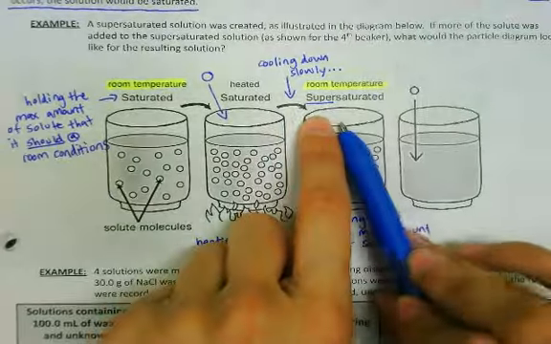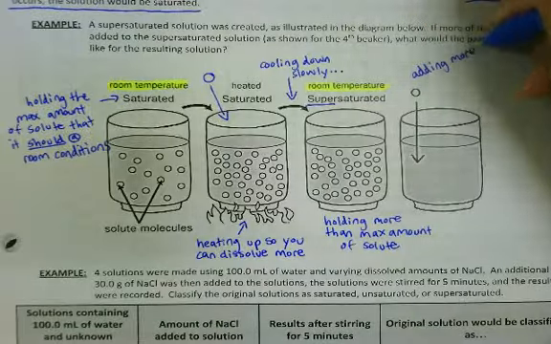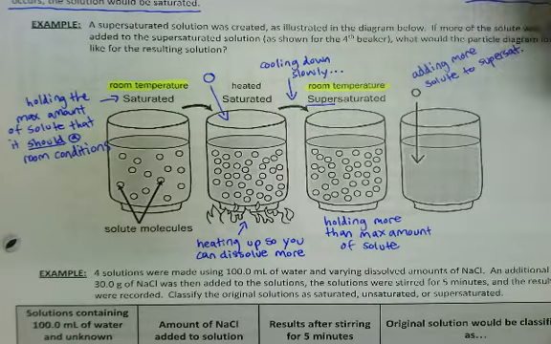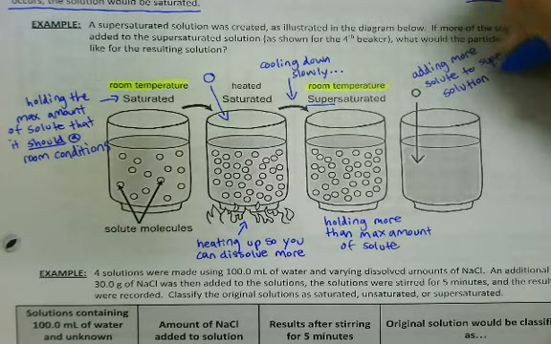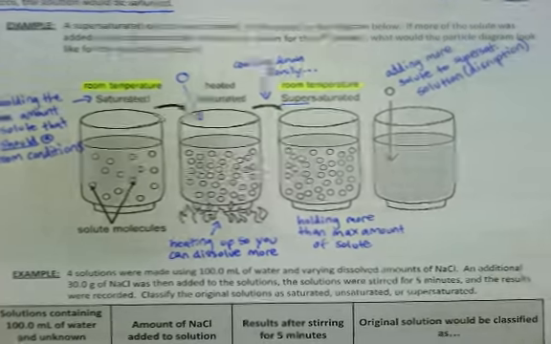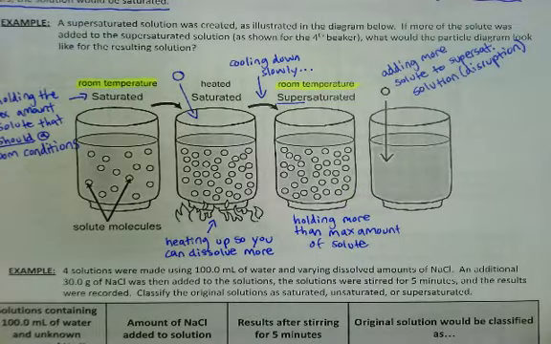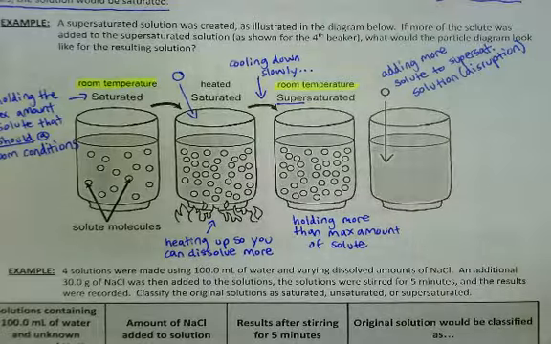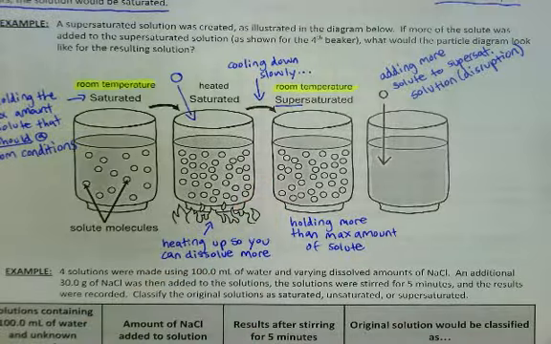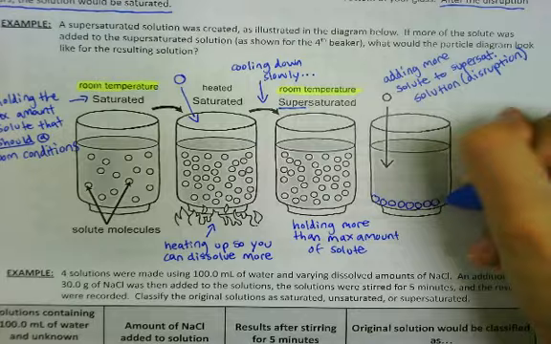And like I said, you can disrupt this supersaturated solution by doing something like adding more solute to your supersaturated solution. Adding more solute to a supersaturated solution is a disruption. And what happens then, if you add this solute like so, you actually cause all of that extra solute to fall out or precipitate out of the solution. And so what you see is that it will look like a layer.